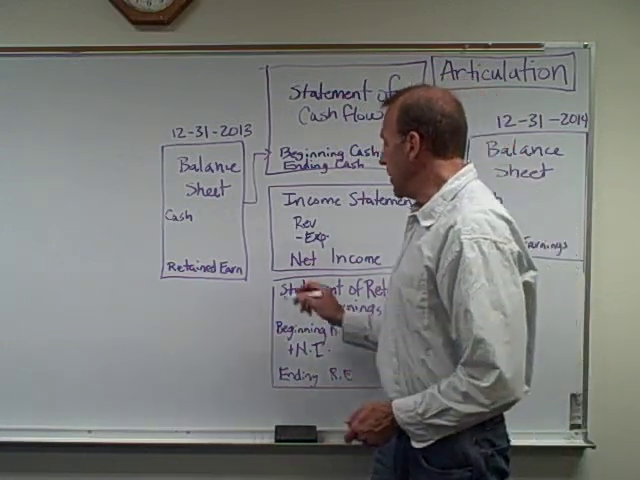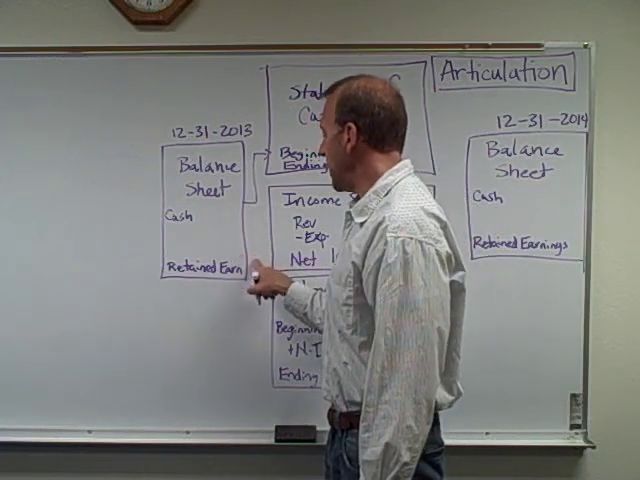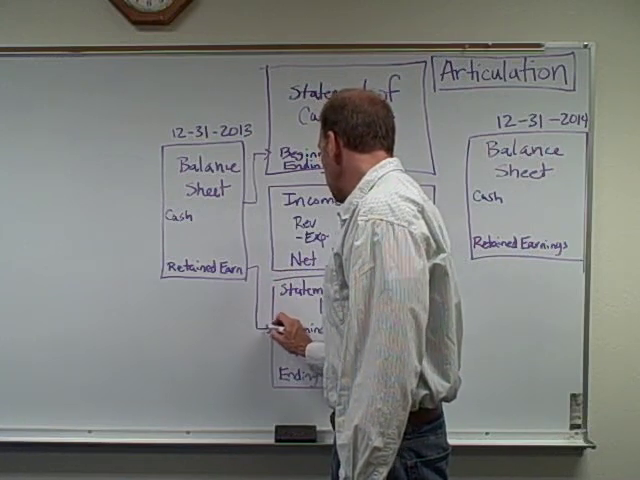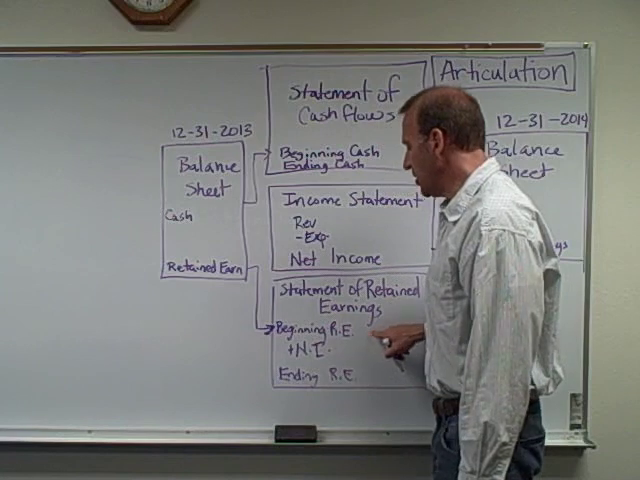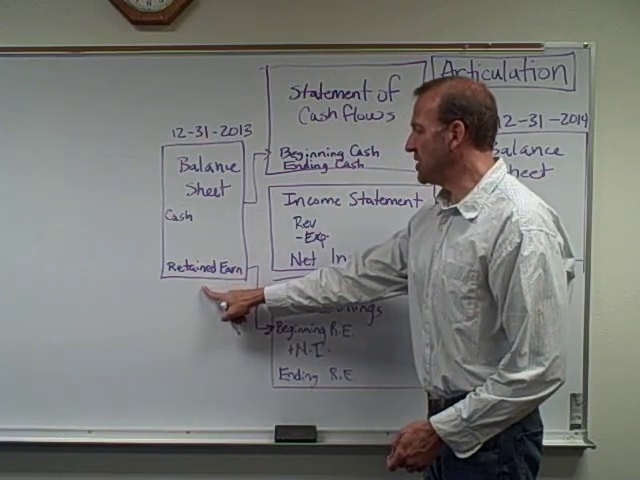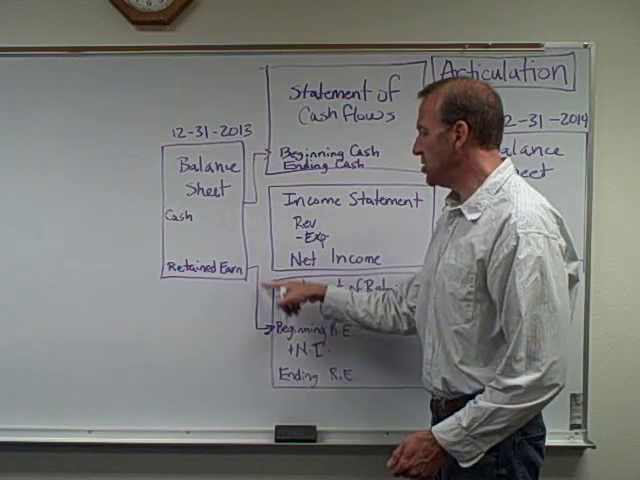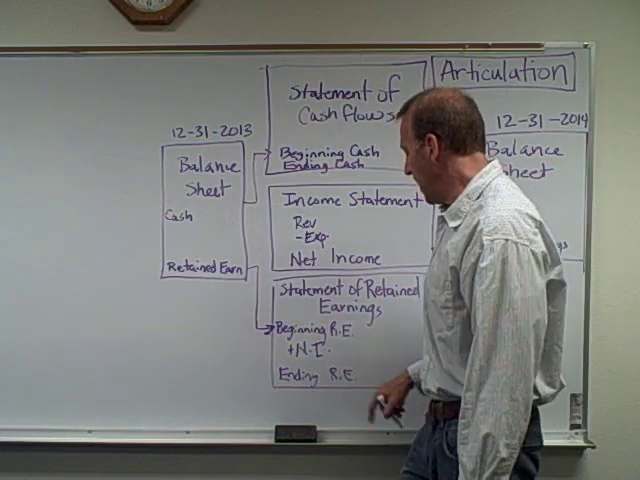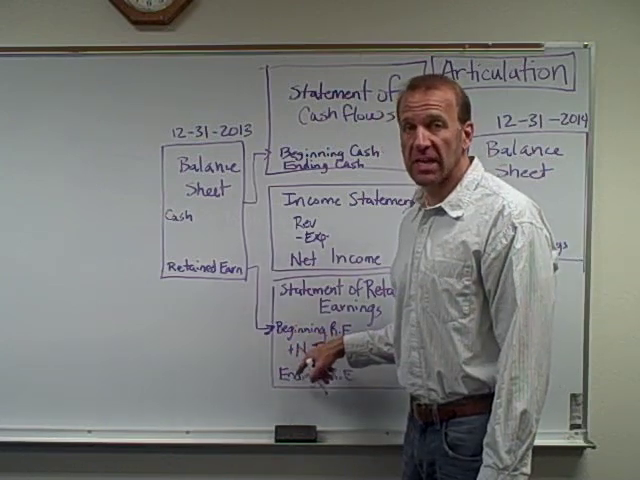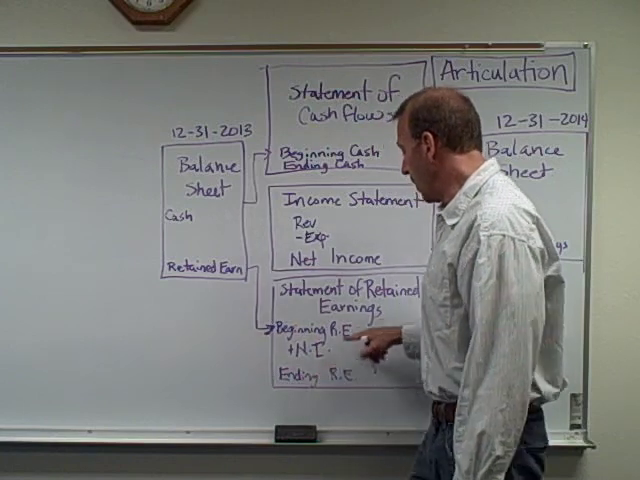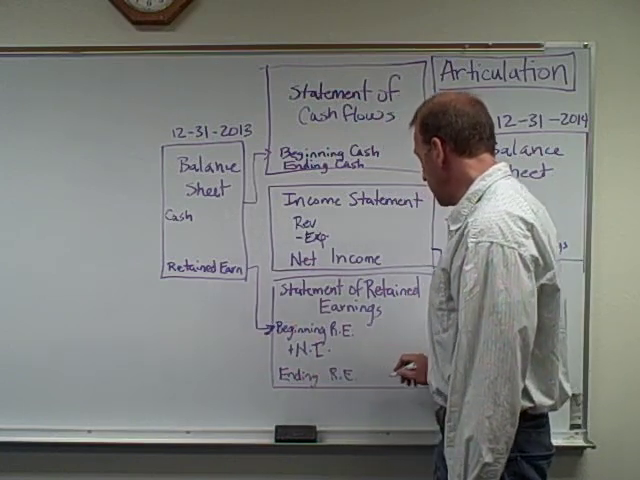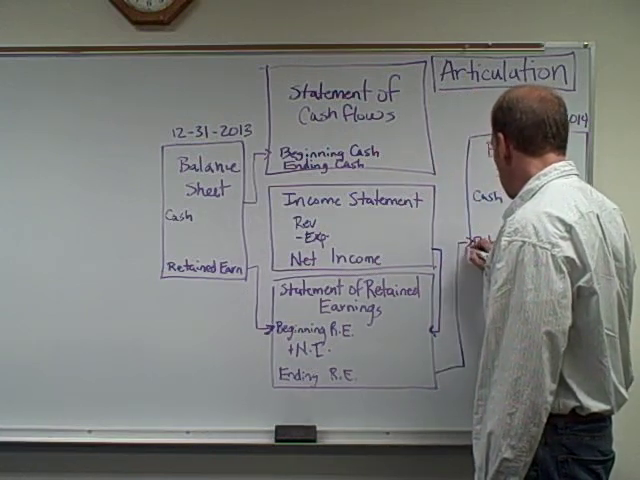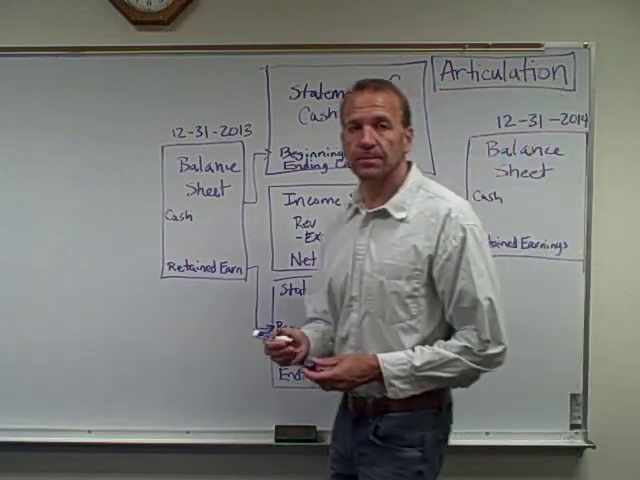Now, retained earnings over here, our ending retained earnings from this year becomes our beginning retained earnings for the next year. So right there, this beginning retained earnings for the next year was last year's ending retained earnings. So there's a relationship there. Those numbers would be the same. This net income would be added in. And then there might be other activity within the statement of retained earnings. But once we get all of our activity, we then get an ending retained earnings. This ending retained earnings is what is going to go in our ending balance sheet for the year.